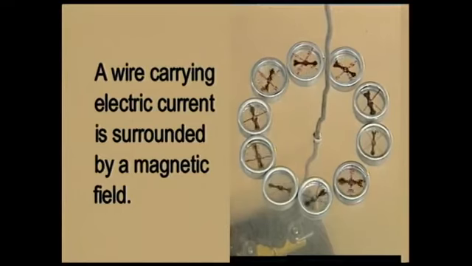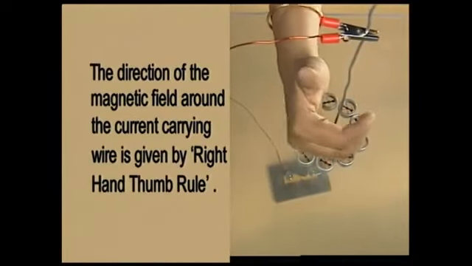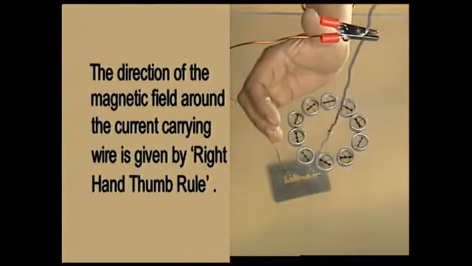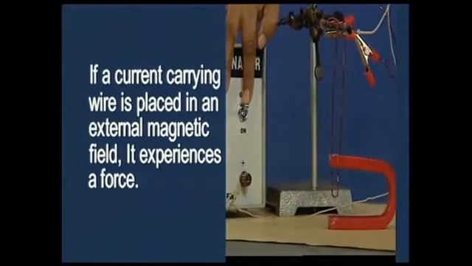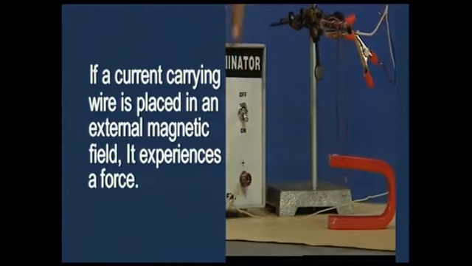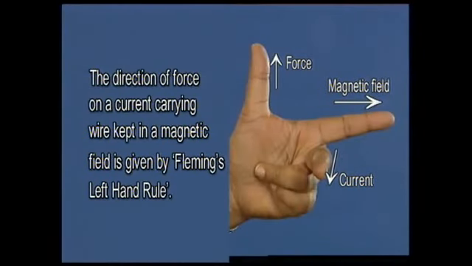Can you recall what you have learned today? A wire carrying electric current is surrounded by a magnetic field. The direction of the magnetic field around the current carrying wire is given by right hand thumb rule. If a current carrying wire is placed in an external magnetic field, it experiences a force. The direction of force on a current carrying wire kept in a magnetic field is given by Fleming's left hand rule.